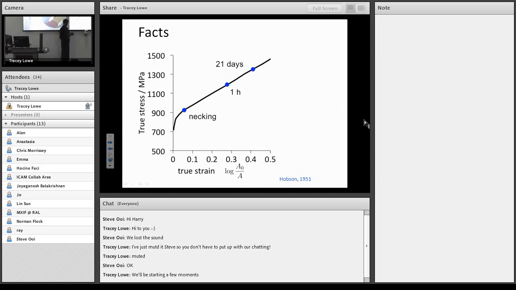If I allow the specimen to rest for 1 hour after charging with hydrogen, then I get to this strain. If I allow 21 days for it to rest after charging, then I almost fully recover the ductility. So any mechanism that you think about has to be reversible.